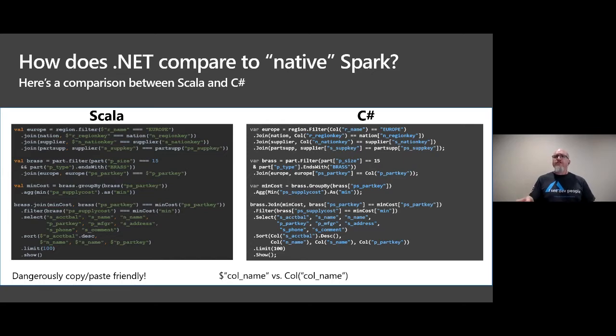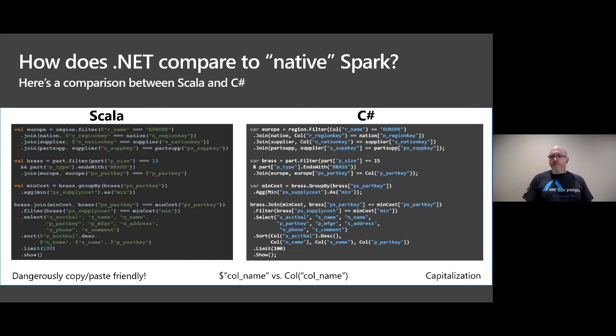There's a few conventions that are different. For example, a $ sign represents a column on the left. The function COL represents a column on the right. And there's some capitalization differences, but for the most part, they're very similar.